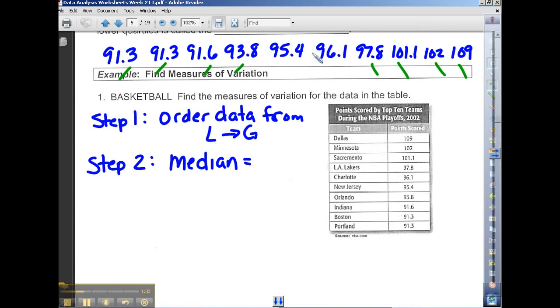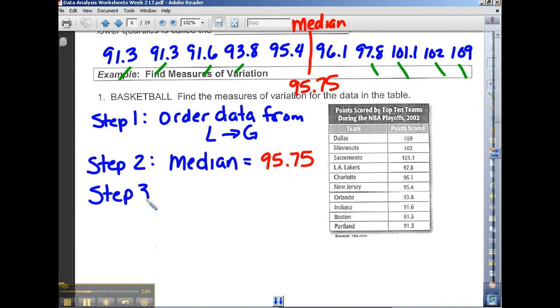Okay, so I added these 2 numbers together right here, and I divided by 2, and our median, oops, I wanted to make that red. Let me change that. Didn't quite get red. Here's our median. Our median turns out to be 95.75. Okay? Step number 3. Let's find our lower quartile.